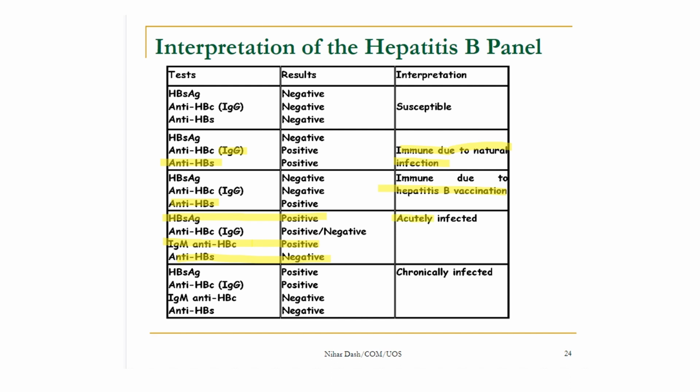Finally, we see that they also have HBs antigen, all right, that indicates a current infection. They don't have IgM anti-HBc, meaning again that it is not acute. They don't have anti-HBs, meaning they have not recovered, but they do have the IgG, therefore indicating that they currently are chronically infected.